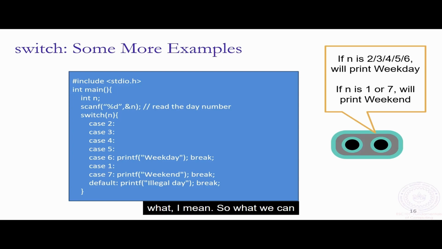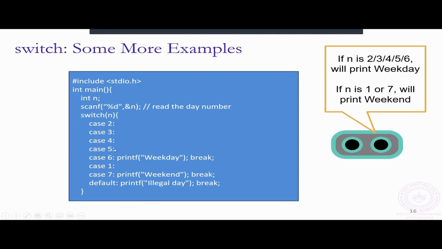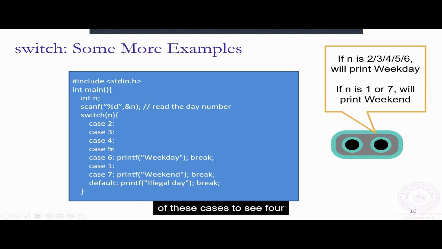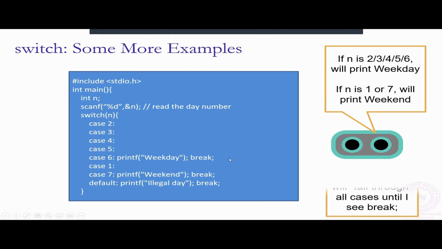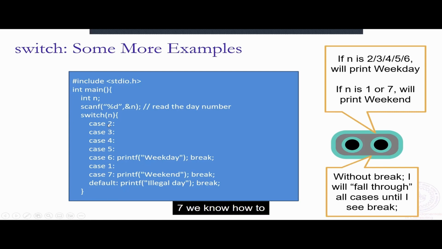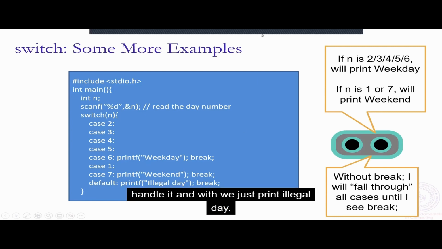So what we can do with switch case is we simply specify these cases 2, 3, 4, 5 empty, and we have case 6 which prints a weekday. And so if you encounter any of these cases 2, 3, 4, or 5, control will fall through until it hits case 6 where it will print a weekday and it'll break. And likewise for case 1 and case 7. And we have this default condition to handle the case where you have a number that is entered that is not between 1 and 7, we know how to handle it, and we just print illegal day.